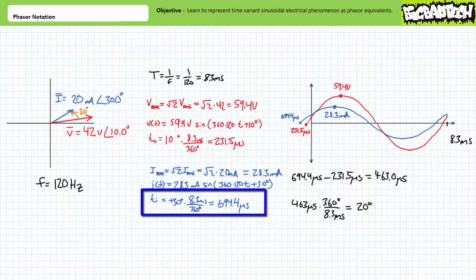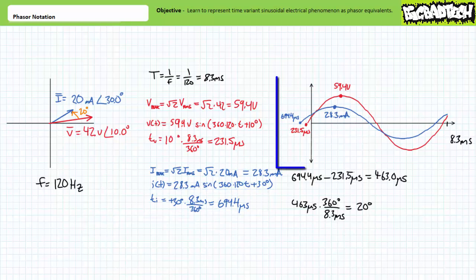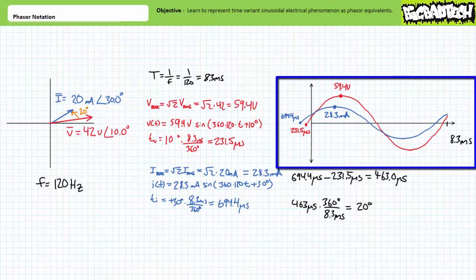Given current is phase shifted by 30 degrees, this corresponds to a shift of approximately 694.4 microseconds, as this operation illustrates. If we were to plot the current waveform, note it peaks out at approximately 28.3 milliamperes, it has a period of approximately 8.3 milliseconds, and the waveform appears to be shifted approximately 694.4 microseconds in advance of our previously agreed upon reference.